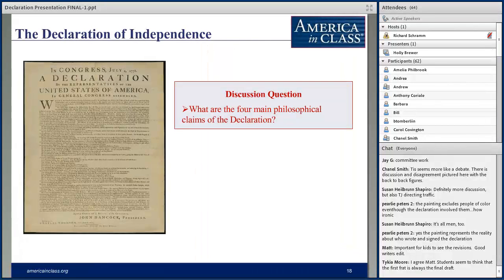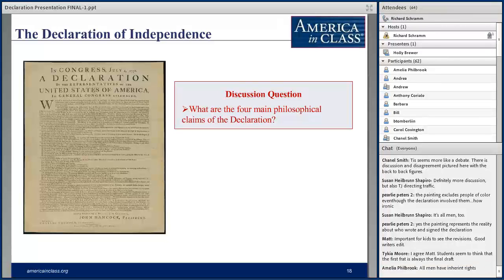So I'm going to begin by asking you, what are the 4 main philosophical claims of the Declaration? This relates to another reading, I don't know if you did it, from William Ellery, who talks about watching as everybody signed their death warrant when they signed the Declaration of Independence. So I'll ask it this way: what are the philosophical principles these men seem willing to die for? Okay, Amelia writes, all men have inherent rights.